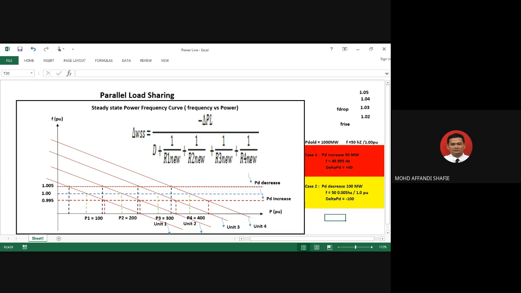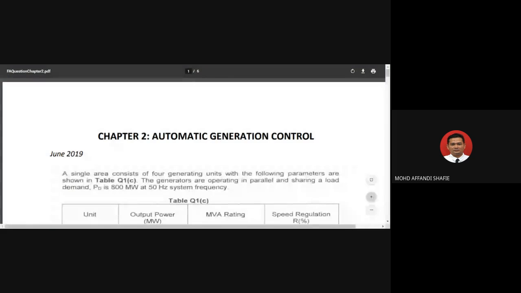which one? Yang ni, stop sharing first, and then I will present another example here. Sorry. Tab here. Example chapter yang ni. Okay. Can you see this one?